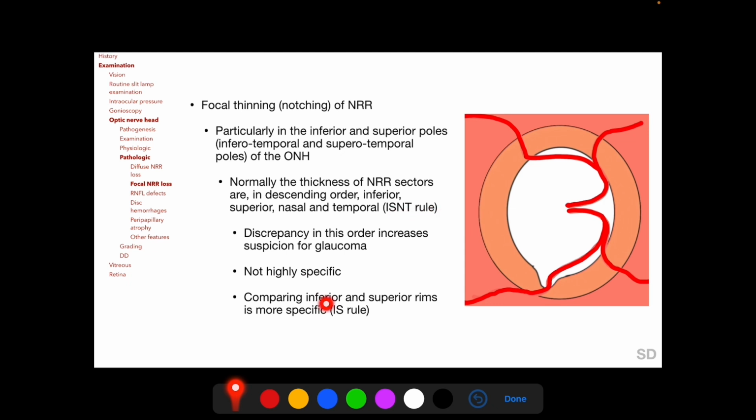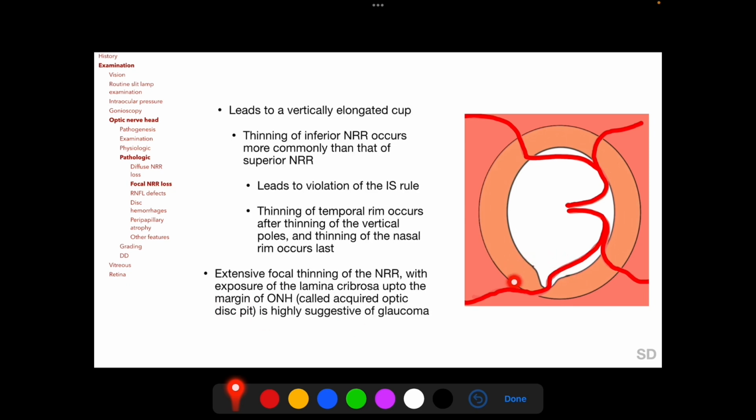But comparing the inferior and the superior rims directly is said to be more specific and is called the IS rule. Thinning of the vertical sectors of the neuroretinal rim leads to a vertically elongated cup and increase in the vertical cup disc ratio, and thinning of the inferior sector of the neuroretinal rim, as shown here in this diagram, occurs more commonly than the thinning of the superior sector, and this leads to violation of the IS rule, which states that normally the inferior sector of the neuroretinal rim is thicker than the superior sector.